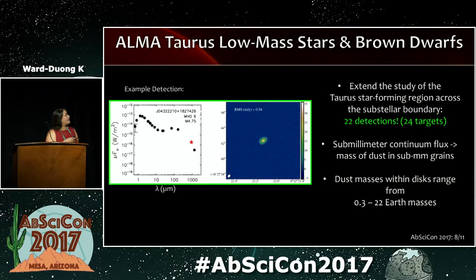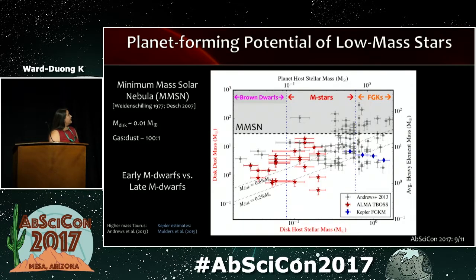and get a handle on what the disk sizes actually are. And so what we can do with these sub-millimeter continuum fluxes, as we heard a little bit before, is use these to estimate the mass of dust in sub-millimeter grains for these lowest mass systems. And we find that they range from about 0.3 to 22 Earth masses in total of sub-millimeter grains. So we can visualize this, and I'll step through everything that's going on in this plot one step at a time. Right here, we're looking at the disk dust mass in Earth masses, so 1, 10, 100, as a function of the disk host stellar mass in solar masses.